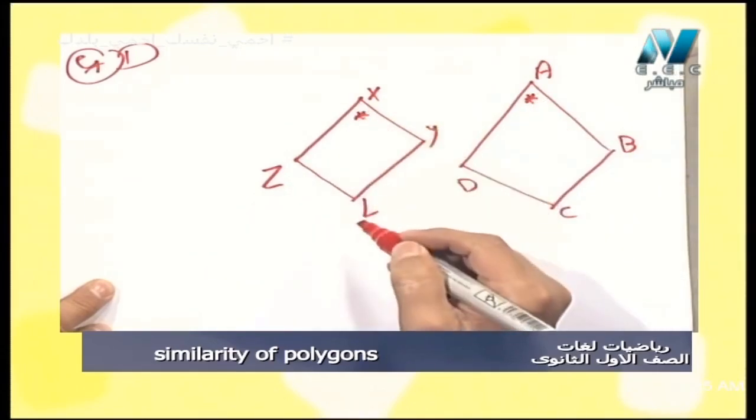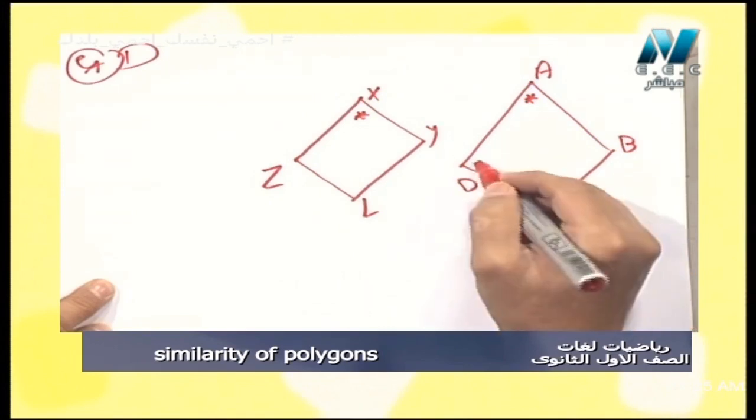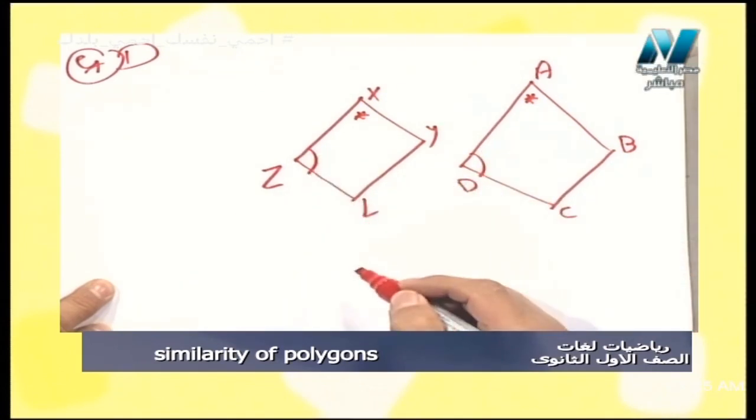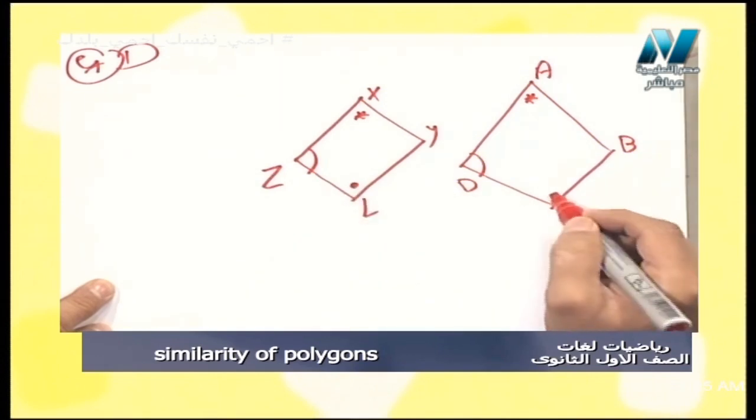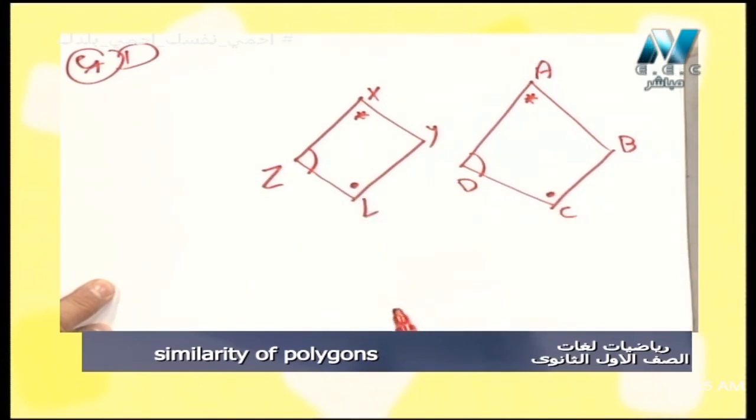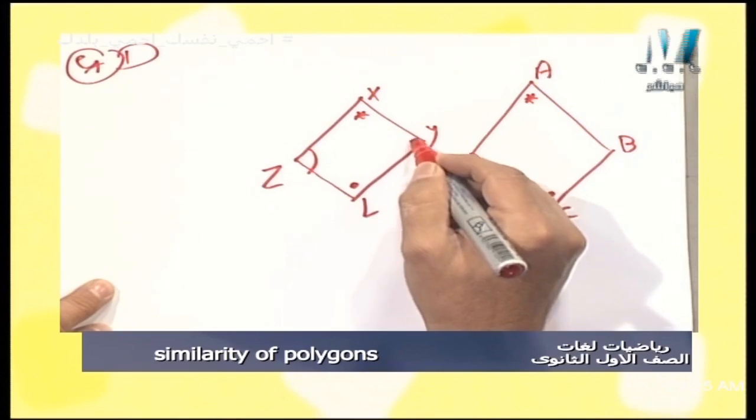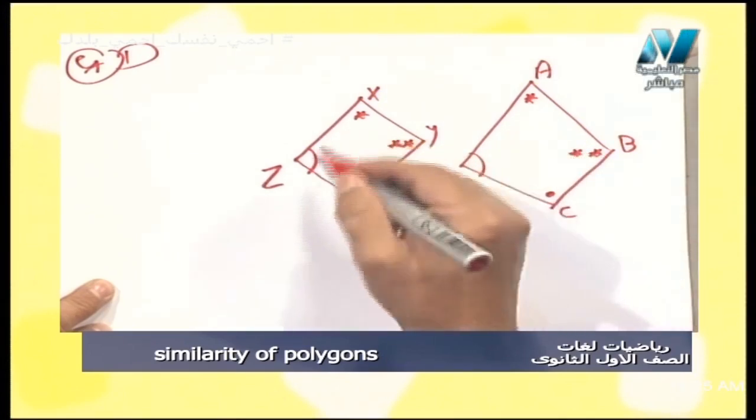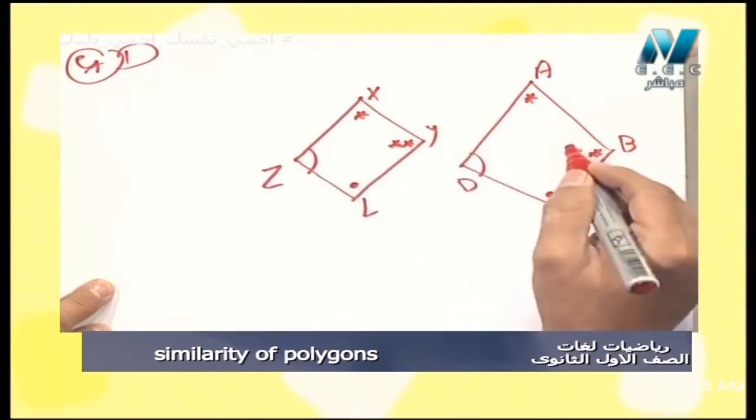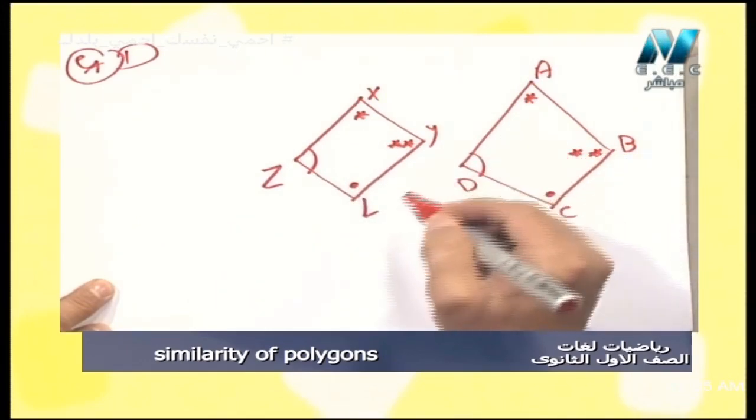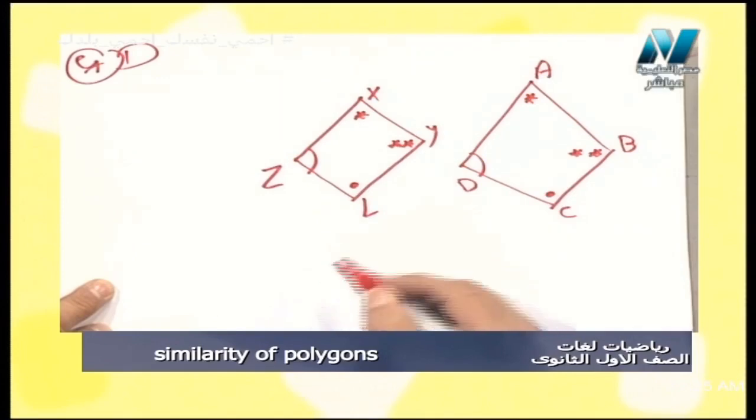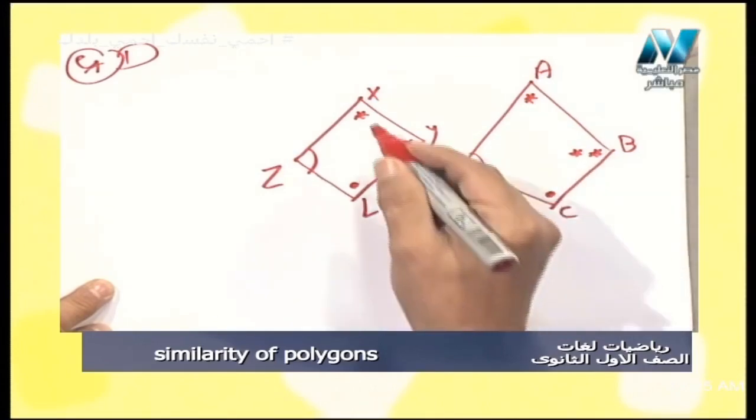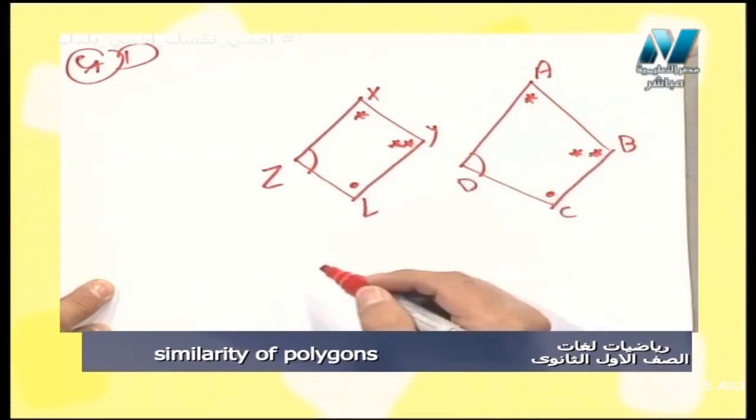angle X, measure of angle D equals measure of angle Z, and measure of angle L equals measure of angle C, and of course the fourth angle here will be equal to the fourth angle, because the sum of interior angles here equals 360 here and here. So the fourth angle equals the fourth angle, because the three angles here equal the three angles here.